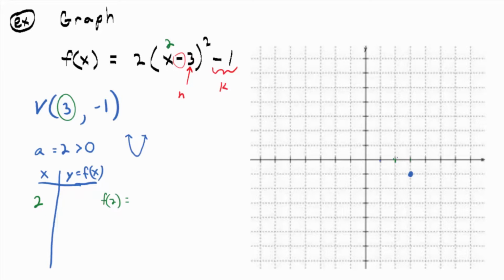Just do the first part for me. What's 2 minus 3? -1, but then you square it, multiply it by 2, and subtract 1. What is that going to get you? Well, -1 squared is 1, times 2 is 2, minus 1 is 1. So you know (2, 1) is on the graph right here.